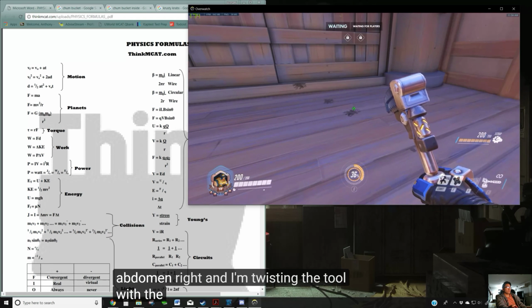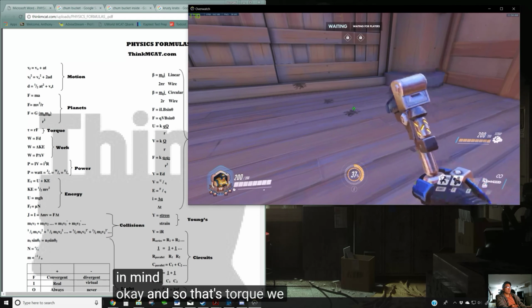And I'm twisting the tool with the radius multiplied by the force in mind. Okay? And so that's torque. We got torque out of the way.